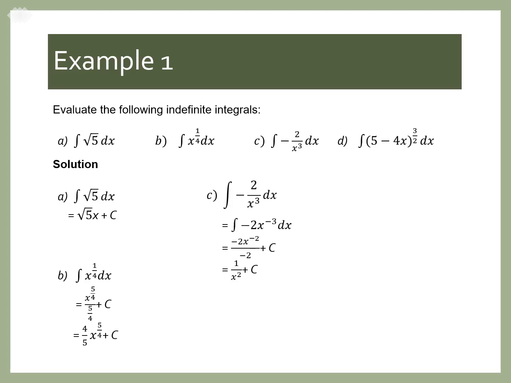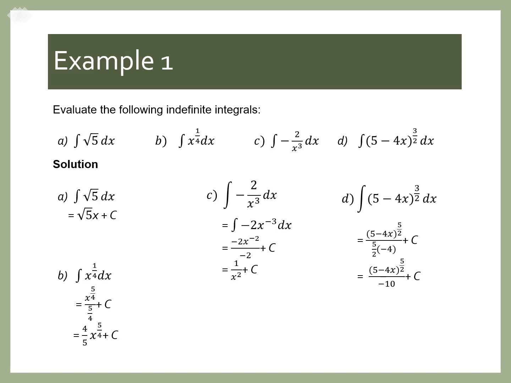To integrate negative 2 over x to the power of 3, move x to the power of 3 up first, then apply the power rule. You will obtain negative 2 x to the power of negative 2 over negative 2 plus c, which can be simplified to 1 over x squared plus c.